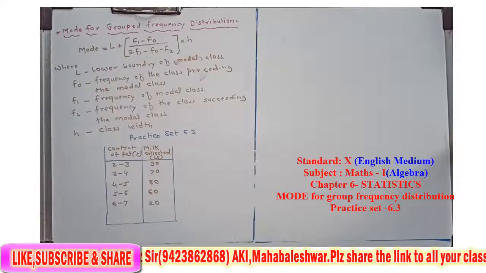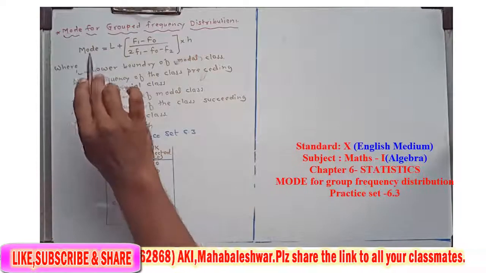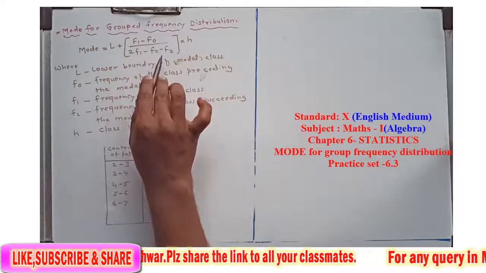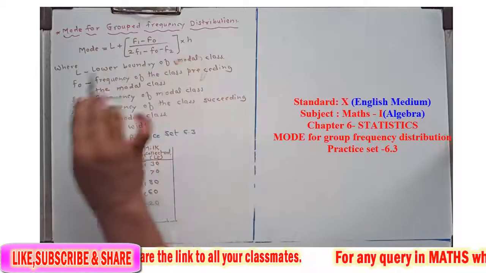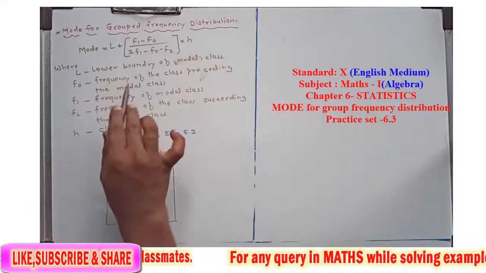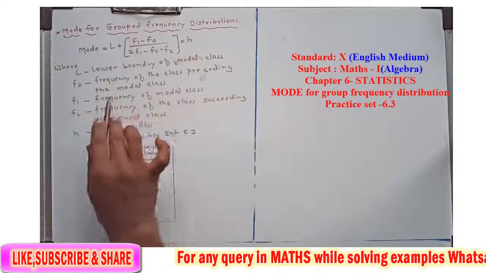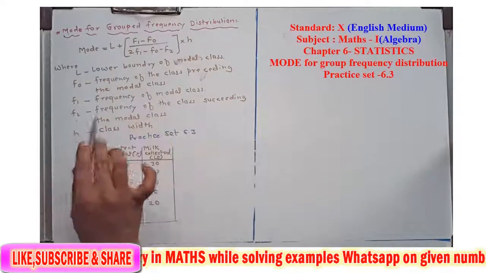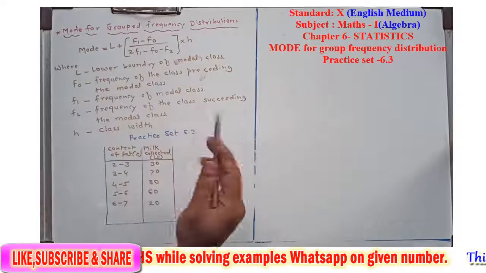Okay. Now the formula to find mode is equal to L plus (F1 minus F0) upon (2 F1 minus F0 minus F2) into h. What is L? L is nothing but the lower boundary of the modal class. F0 is the frequency of the class preceding the modal class, F1 the frequency of the modal class, and F2 the frequency of the class succeeding the modal class.